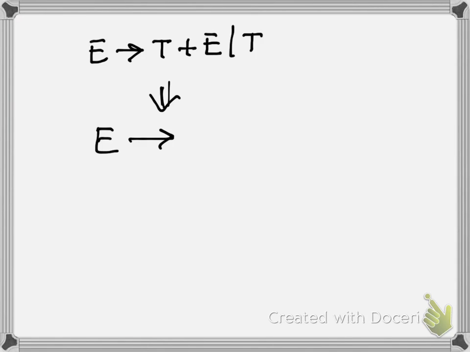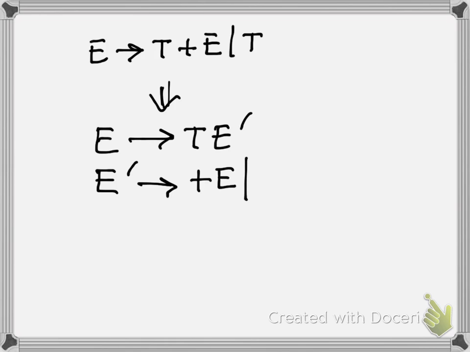One more example, the last example here. Say E derives T plus E or T. In this derivation, both of the two productions of E start with T. So we can rewrite it as E derives T E dash. And what is E dash? E dash in the first case is plus E, or in the second case is epsilon. So this is known as left factoring.